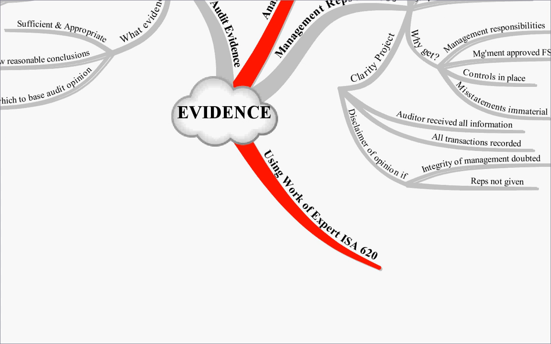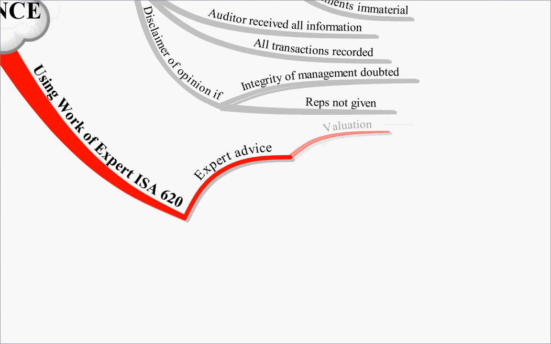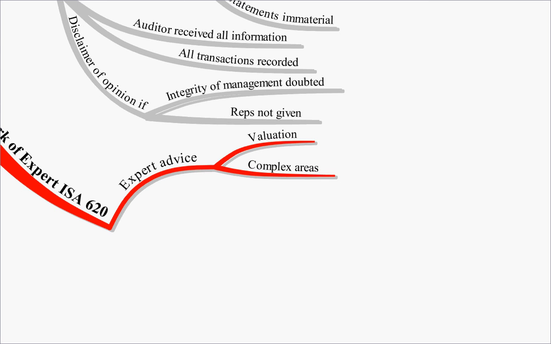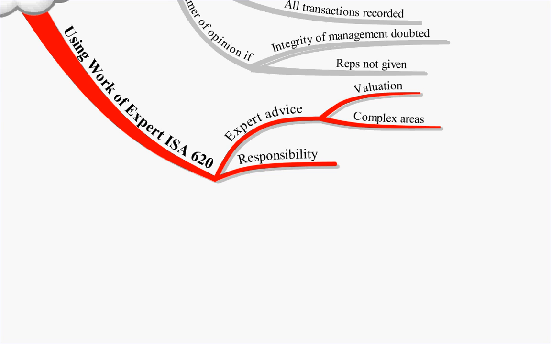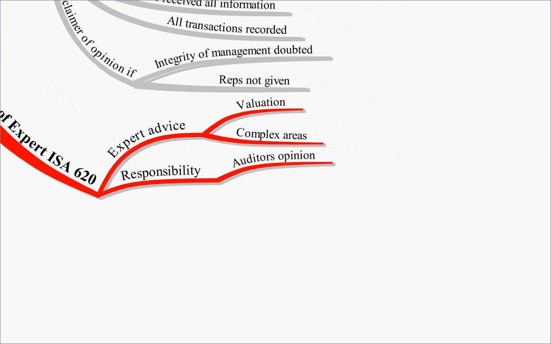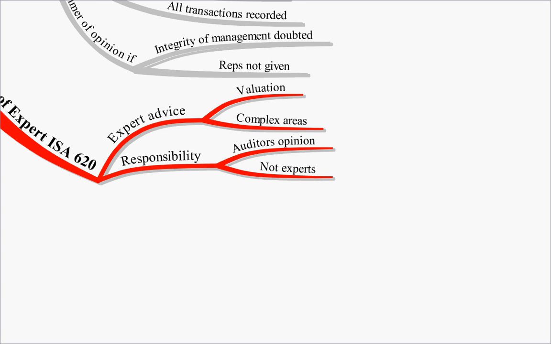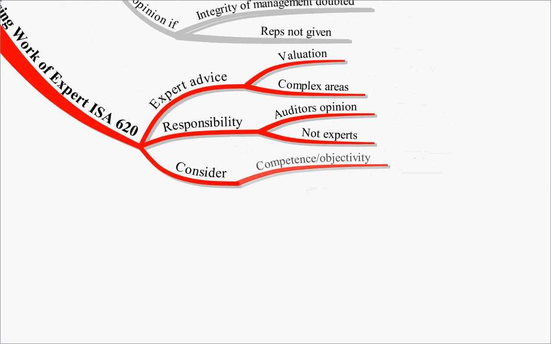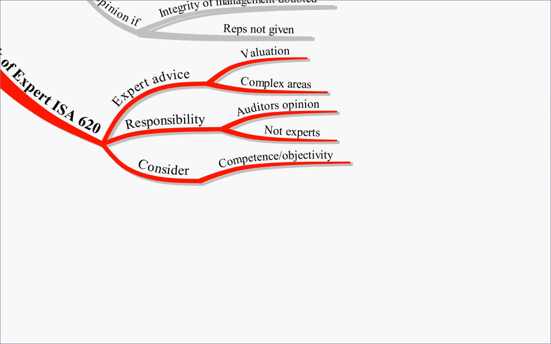On to ISA 620, using the work of an expert. Expert advice might be sought for evaluation or for maybe some complex areas of the audit. Remember though that responsibility lies with the auditors. It is the auditor's opinion, so they can't give the expert's opinion and say that they disclaim their own opinion. They have to rely on the expert's opinion, but at the end of the day the audit opinion is the auditor's. So what we've got to consider is the competence and objectivity of the expert.